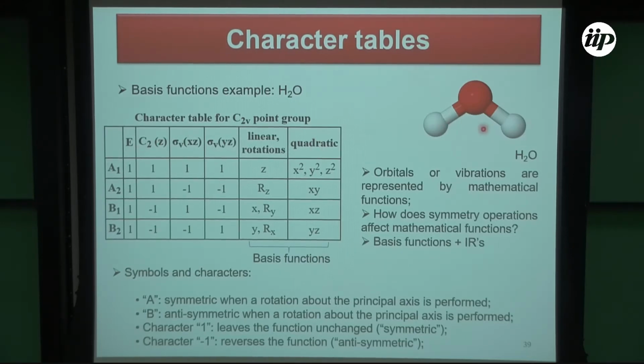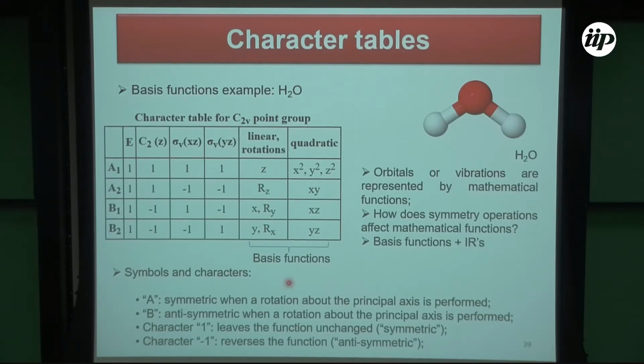This is the water molecule, okay? What we do is the orbitals of vibrations are represented by mathematical functions. So you just represent this by mathematical functions. And how do symmetry operations affect mathematical functions? How do the symmetry operations change that function in space? Okay, it's a function of space, right? And then we find this very useful.